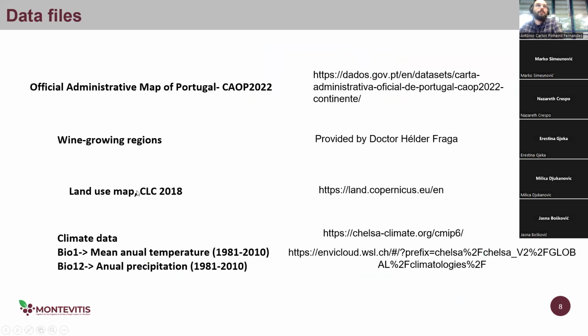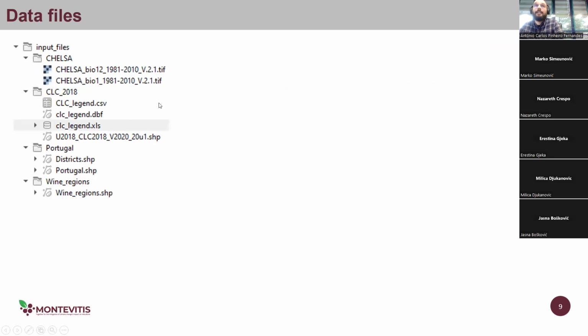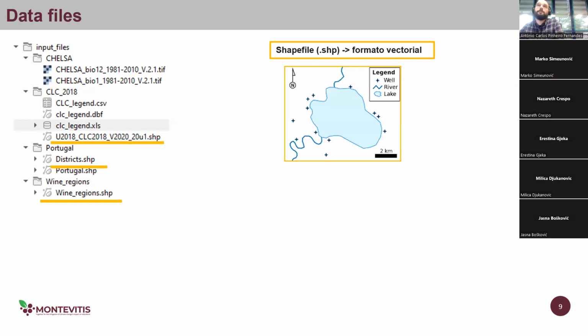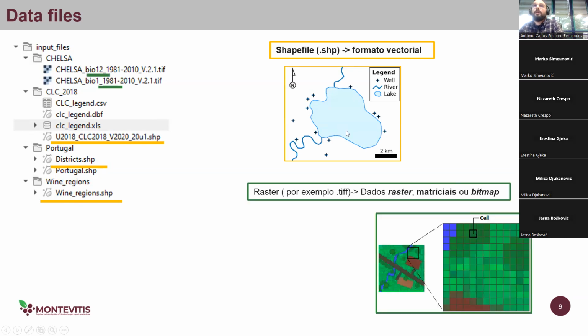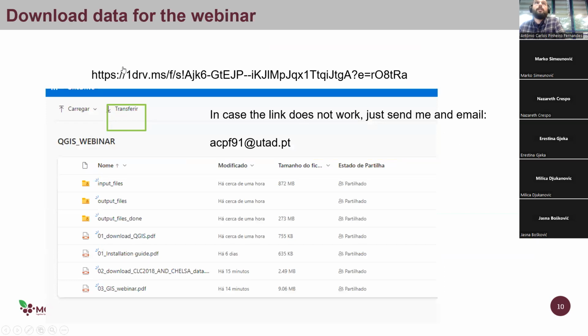So here you have the data sources of the data sets that we are going to use. The data files for this webinar are presented here. We have 3 shapefiles: one with the land use map, another with the districts of Portugal, and also the Portugal shapefile, and we have the wine regions, which are shapefiles. We're going to use 2 raster files here, both bioclimatic indexes: the mean annual temperature and the annual precipitation. This is the link that I've shown you on the website. Just click on it and then download the files for this webinar.